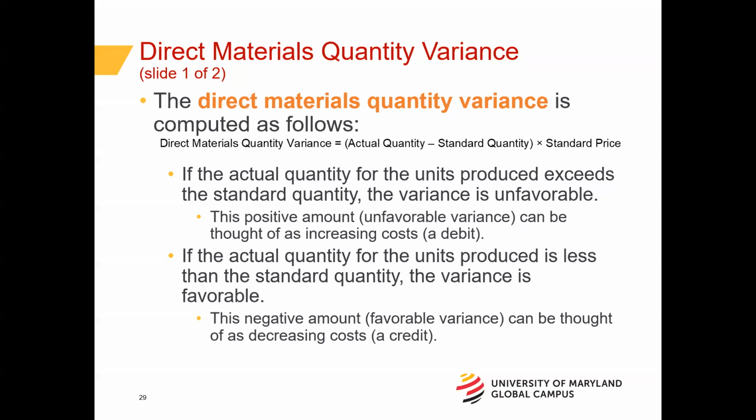Direct materials quantity variance. So we looked at the price variance just now. Now let's take a look at the quantity variance. So instead of price, just substitute quantity and then multiply by price. So we have actual quantity minus standard quantity times the standard price. If the actual quantity exceeds the standard, it's unfavorable. Remember, actual greater than standard, unfavorable. The opposite is favorable, where the actual comes in under the standard.